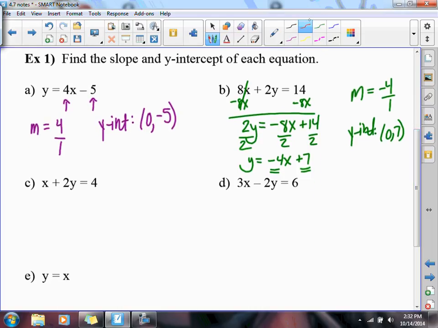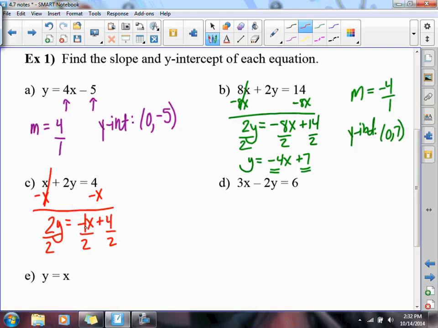For part C, we're going to do the same thing. We have to solve for y first. This one looks a little trickier just because there's not a number in front of the x. You could put a number in front of the x though. Remember, if there's no number there, it's going to be a 1. So we'll have 2y equals -x plus 4. And then I'm going to divide by 2. Again, this is a good time to think that there's a 1 in front of this x.